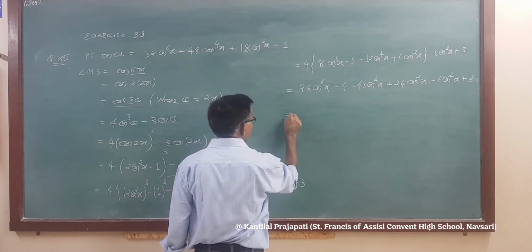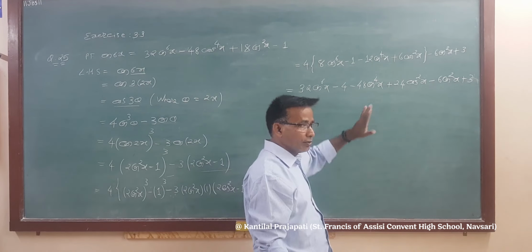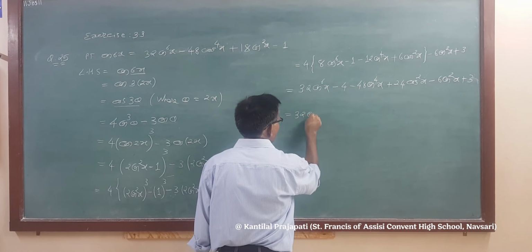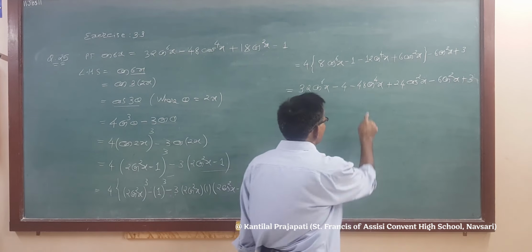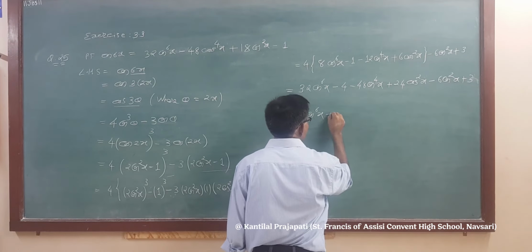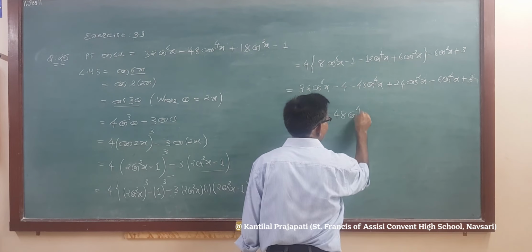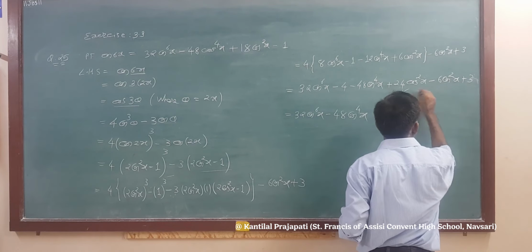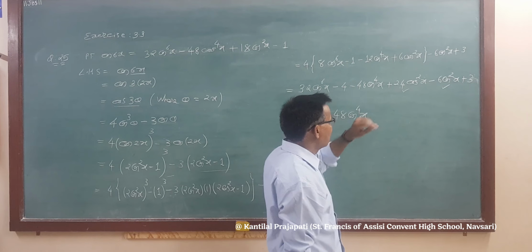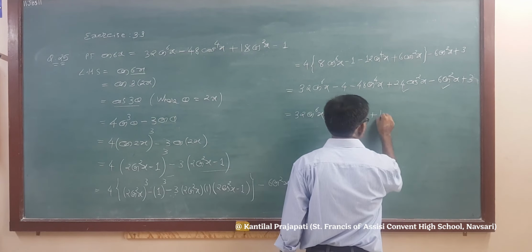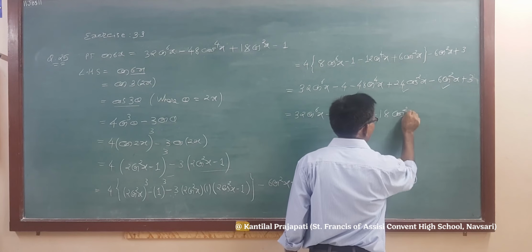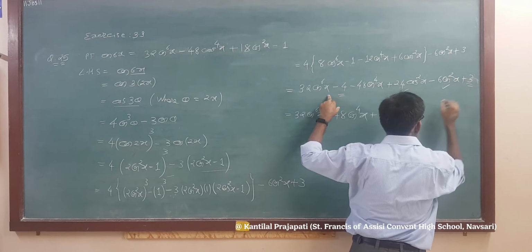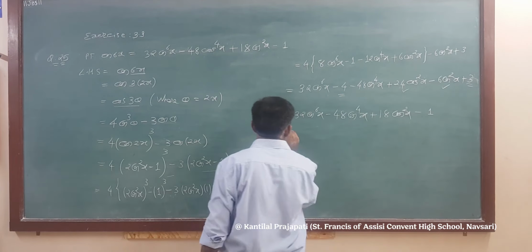So we arrange the terms and simplify, in descending order of power. The biggest power is 6, so we write 32 cos raised to 6x. Then there is only a single term with power 4, so we write minus 48 cos raised to 4x. Now two terms are like terms, 24 cos square x and minus 6 cos square x. 24 minus 6 is 18 cos square x, and the constant term minus 4 plus 3 is minus 1. This is the required RHS.